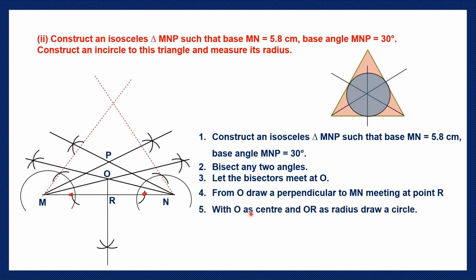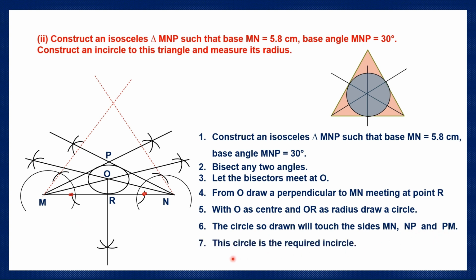Next step, with O as center and OR as radius. So O is the center, OR is the radius. Now draw a circle. So this is the circle that we've got. So this is the incircle. And as you can see, it's touching three sides of this triangle. So the circle so drawn will touch the sides MN, NP and PM. And this circle is the required incircle.